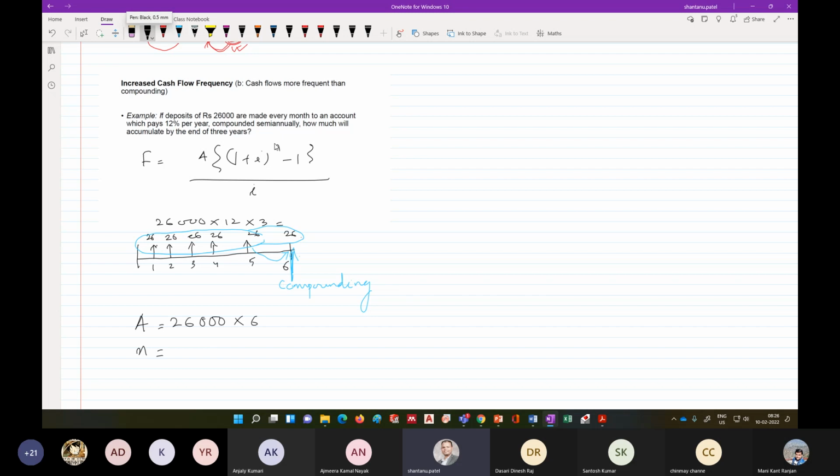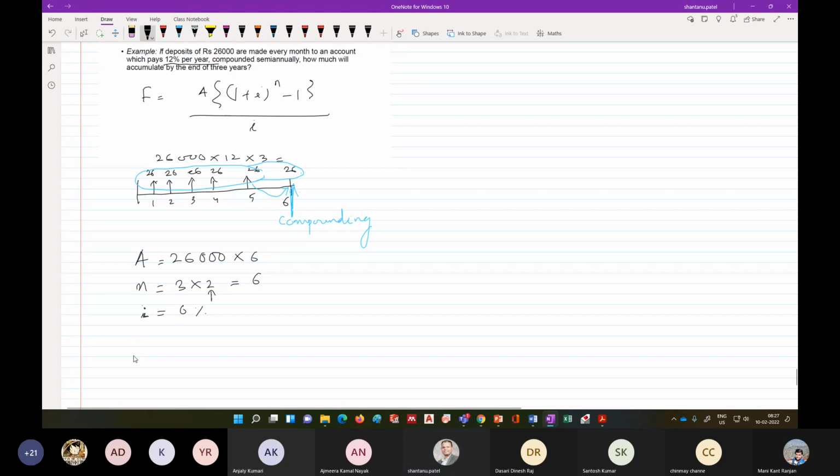Now n is the number of periods, right? So how many? 3 years means 3 into 2, because in 1 year we have 2 periods, so 3 into 2 equal to 6. Is this okay? And the interest rate is 12% per year. So what is i? Can anybody tell me? 6%? Yes, 6%. So if you put these values in this equation, F comes to 10 lakh 88,149.